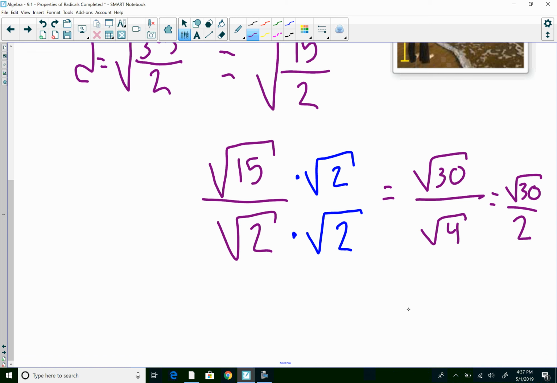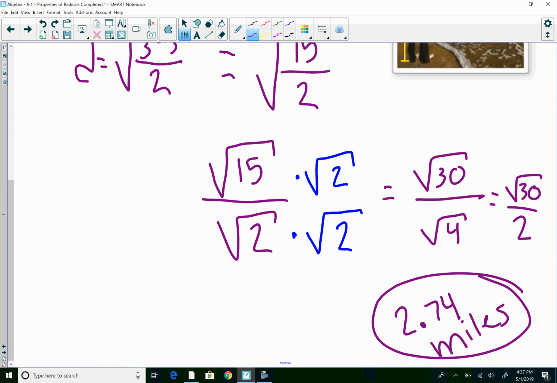So when you do that, make sure you do this on your calculator on your own so that you make sure that you've got it. But it does turn out to be approximately 2.74 miles. Okay, because again, we have to take the context of the problem, and it doesn't make sense, like I said, to have a square root as a distance.